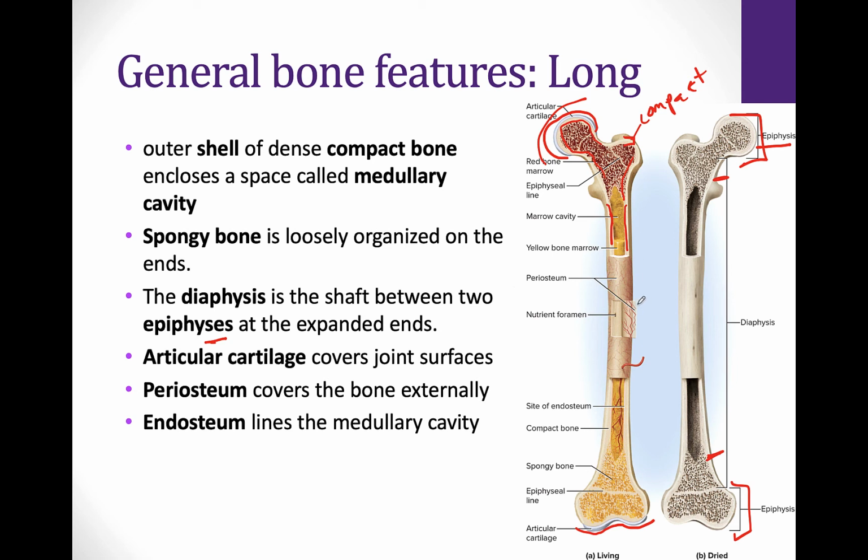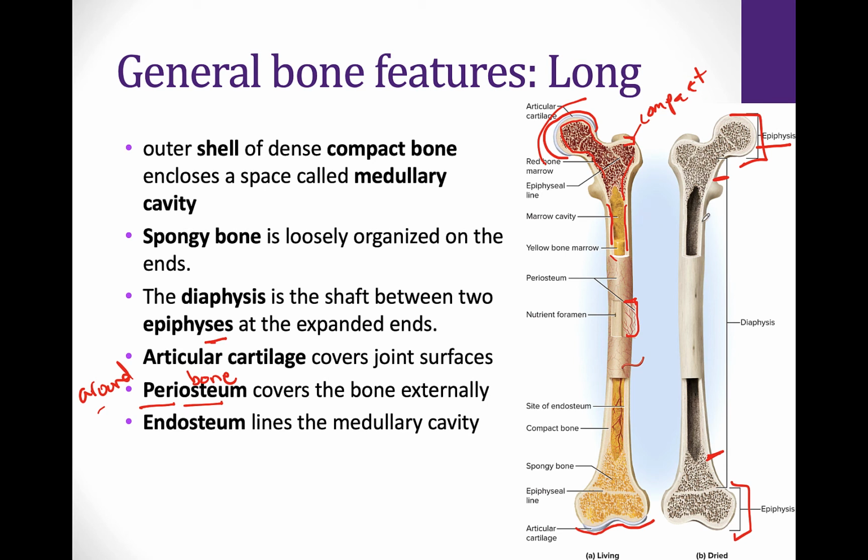Periosteum is a very thin covering on the outside of the bone. So the entire outside of the bone is covered in this periosteum, and this is where the ligaments are going to insert. It's a very tough covering. Peri is like perimeter, it means around. Osteum means bone. So the periosteum literally means around the bone.